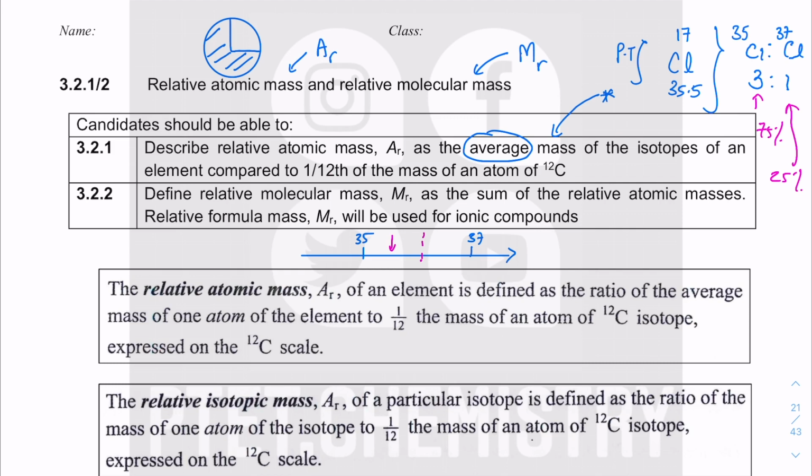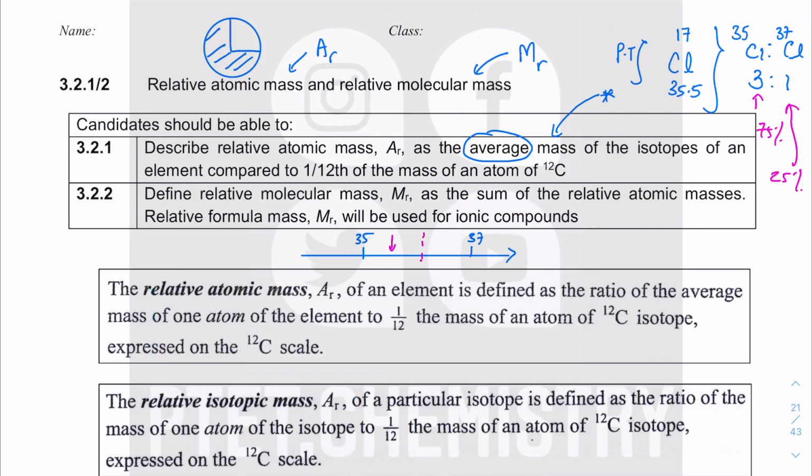Okay. So the next bit of definition is to do with relative molecular mass. Basically, if you know the definition of relative atomic mass, relative molecular mass is basically the sum. You can use sum, you can use total. It's the sum of the relative atomic masses of all the elements present in the formula.